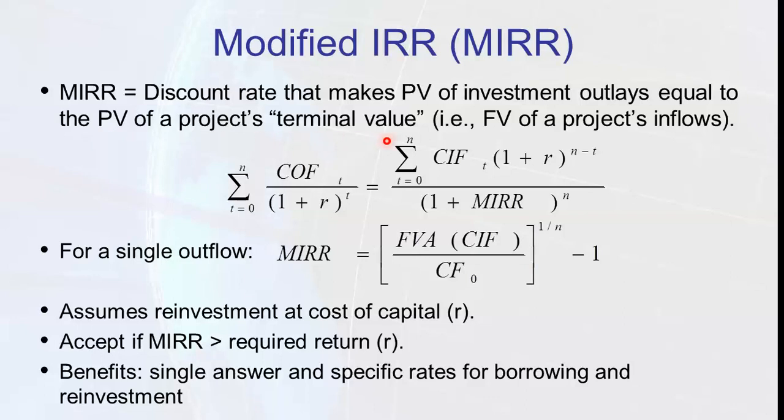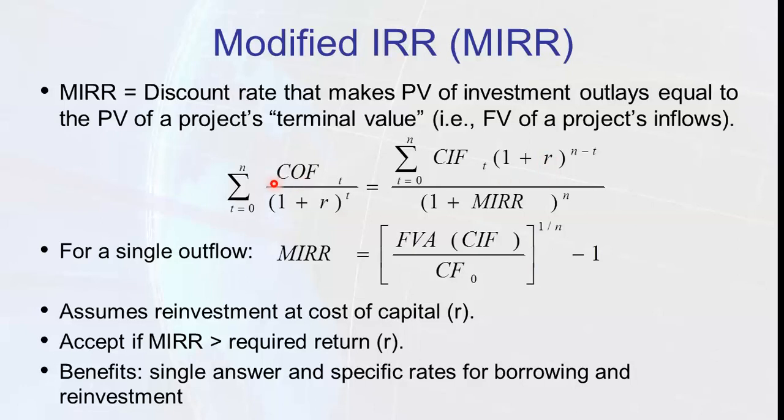So basically you have the negative cash flows, all the cash flows with negative sign on one side, and find the present value of all negative cash flows using the project's discount rate. And find the future value of all positive cash flows using the discount rate.